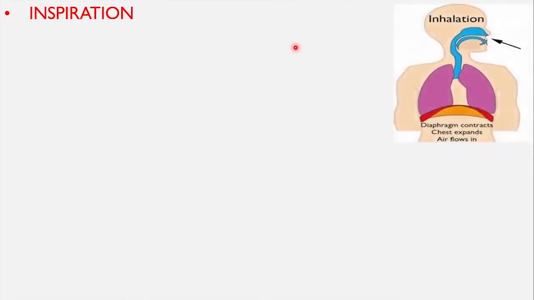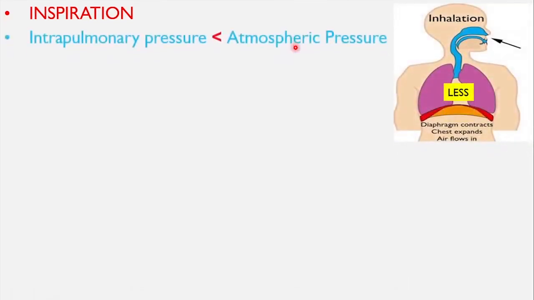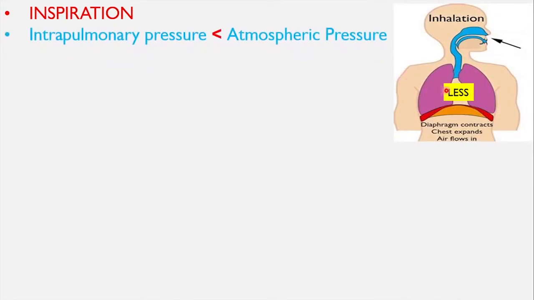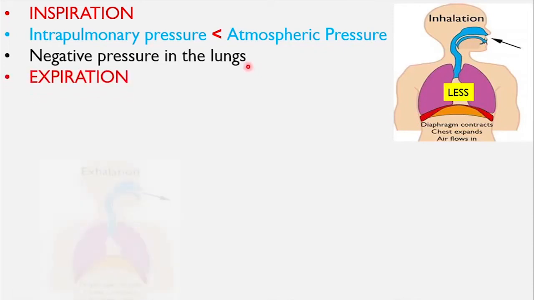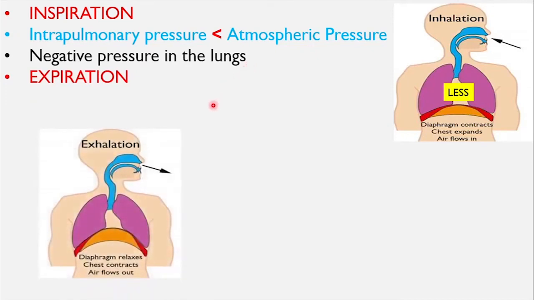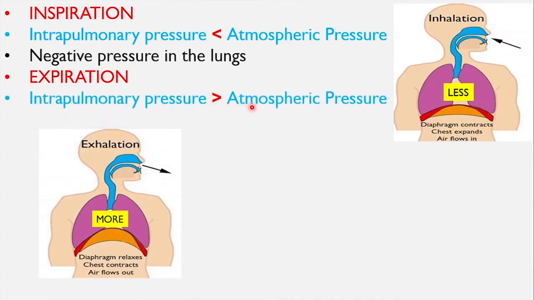When do we find inspiration? When intrapulmonary pressure is less than the atmospheric pressure, inspiration takes place. Look, here when the pressure in the lungs is low, air from the atmosphere reaches the lungs. That means when there is negative pressure with respect to the atmospheric pressure, inspiration takes place. Coming to expiration, expiration takes place when intrapulmonary pressure is more than the atmospheric pressure. So lungs lo pressure is high, so the air is sent out of the lungs.